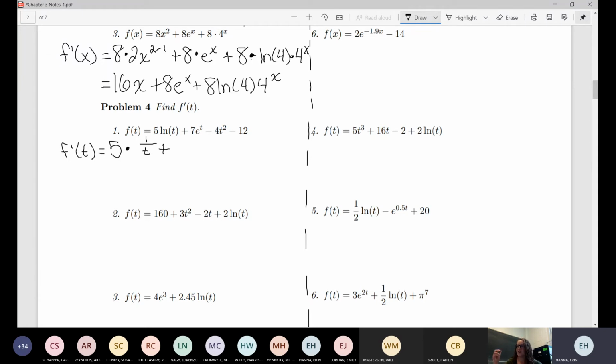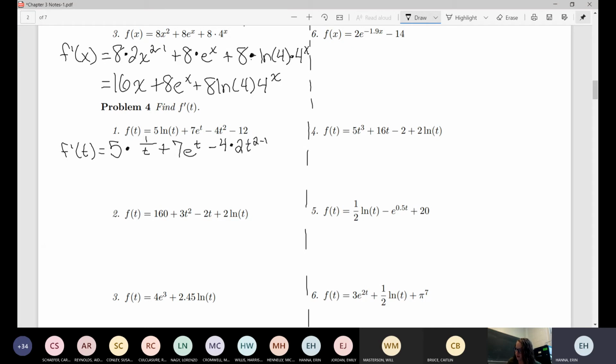I add that to the derivative of 7e to the t. That 7 comes along for the ride. Derivative of e to the t is e to the t. Subtract the derivative of 4x squared. 4 comes along for the ride. Bring the power down. Subtract 1 from the power.